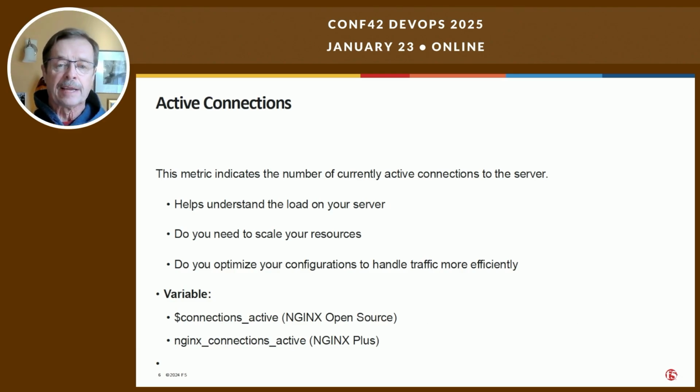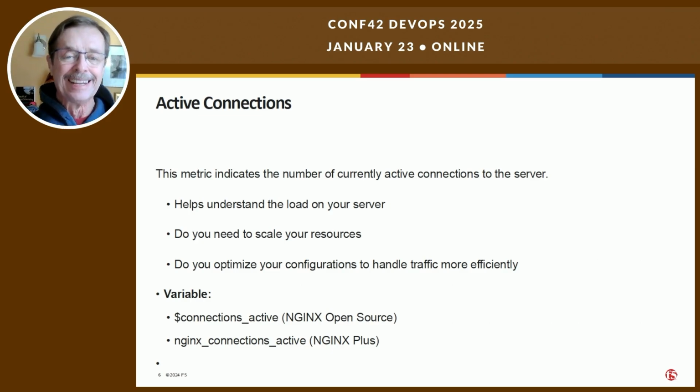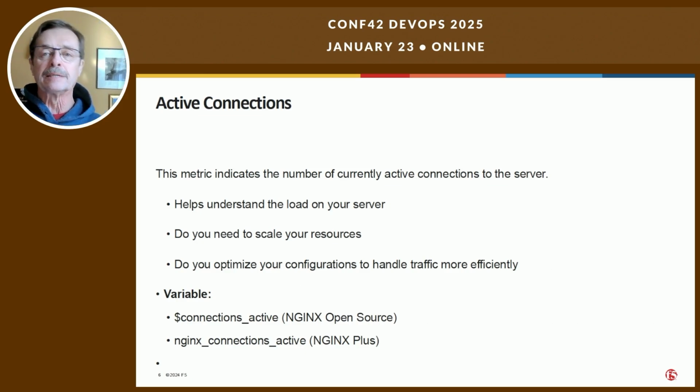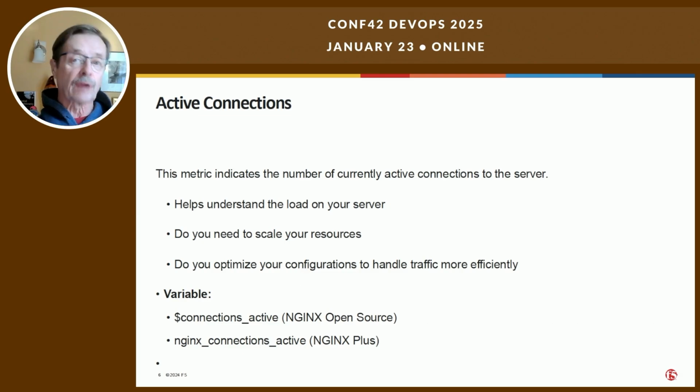Let's start with active connections. Obviously, this metric indicates the number of currently active connections in your server, but it helps you understand the load that is being placed on your server and helps you start looking at things like, does it scale your resources? Are your configurations running optimally? Do you need to handle traffic more efficiently? It can lead to understanding load balancing structures. How many active things are coming in as a baseline for what you need to do to make NGINX perform efficiently. NGINX was built on the concept of performance and efficiency all the way back when it was undertaken to solve what was then known as the 10K problem.